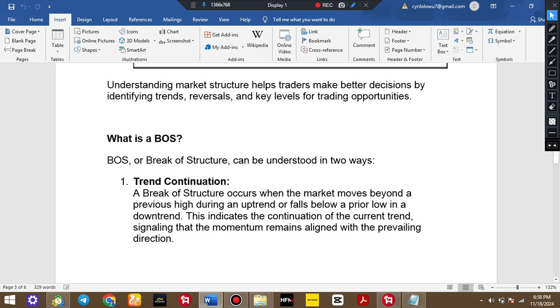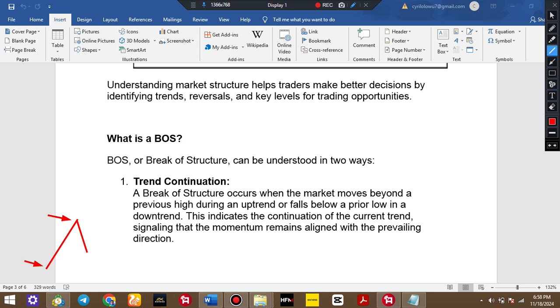What this definition is saying is that when we say BOS, this price was moving up at some point, right? Made a pullback. Price was moving up, bullish, at some point, then made a pullback, which is the correctional phase. Here becomes your high, and here becomes your low, right?